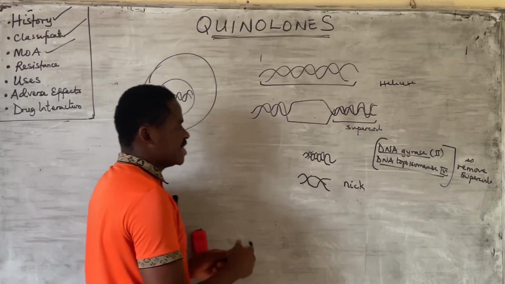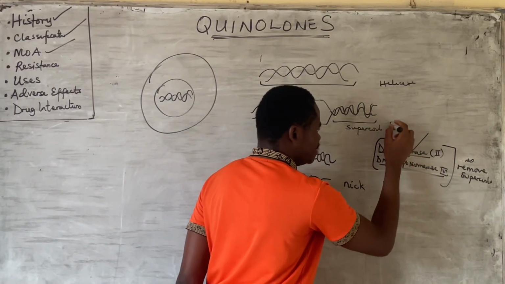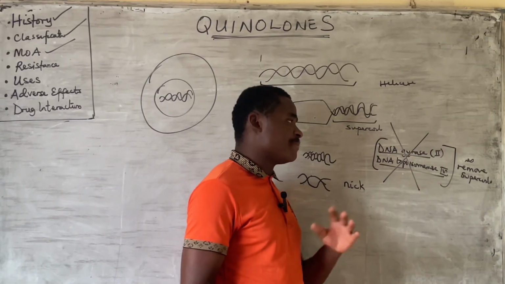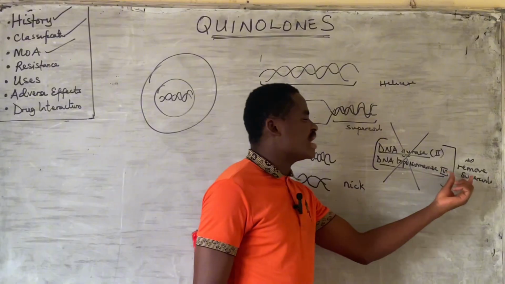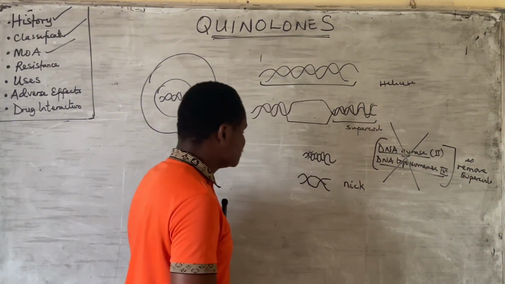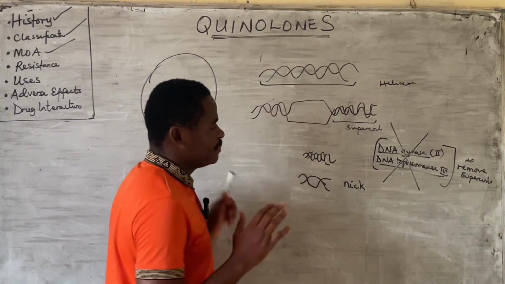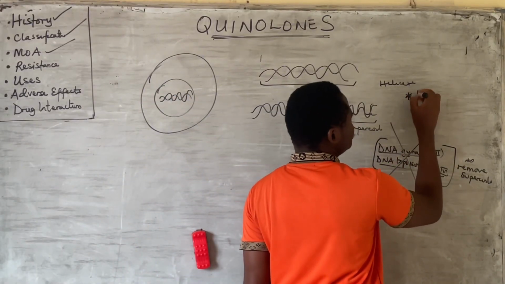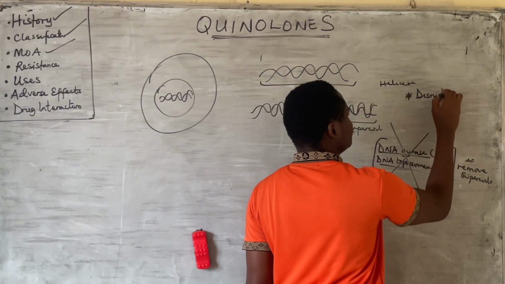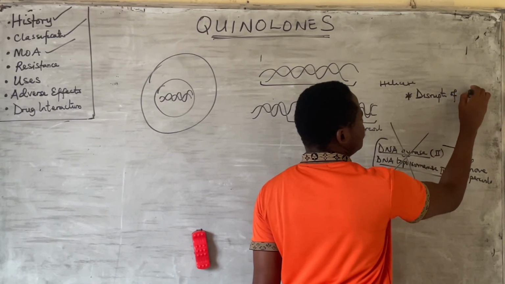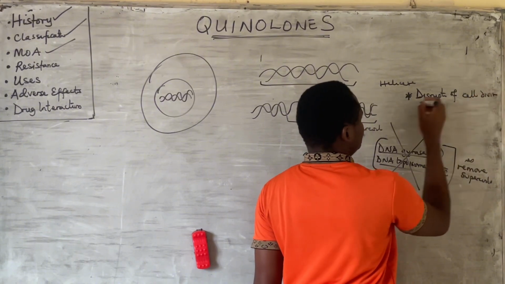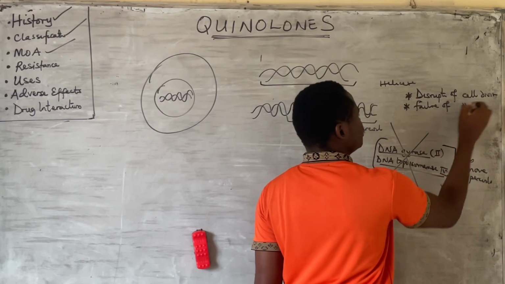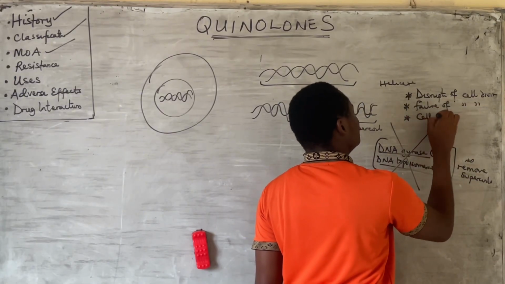So mechanism of action, I've said, inhibiting which two enzymes? It will be inhibiting the two enzymes, either DNA gyrase or DNA topoisomerase, depending on whether it's gram positive or gram negative. And when that happens, we cannot remove supercoil, and this is going to halt our replication. And when it happens, what are the effects that we are going to see? There is going to be disruption of cell division, or we can even have failure of cell division, or at the end of the day, it could even cause cell lysis.